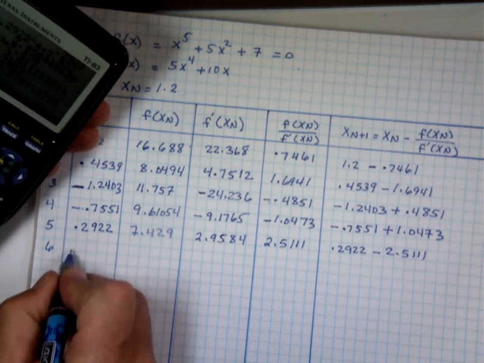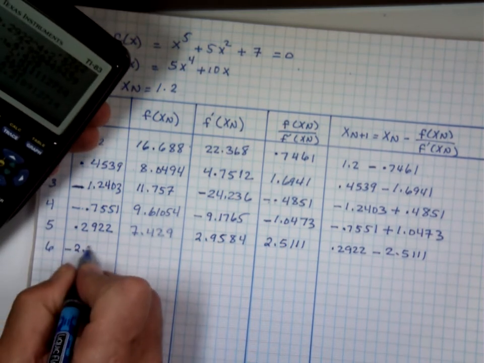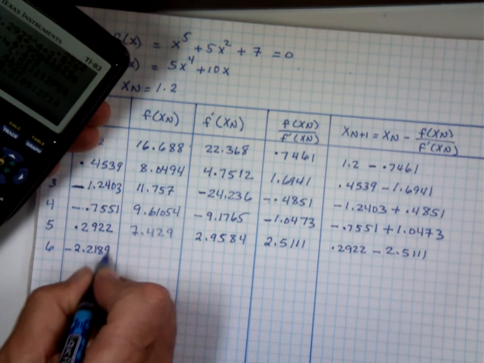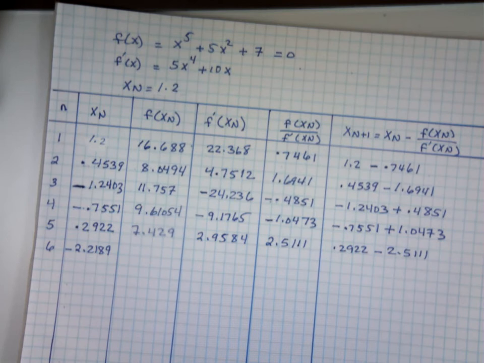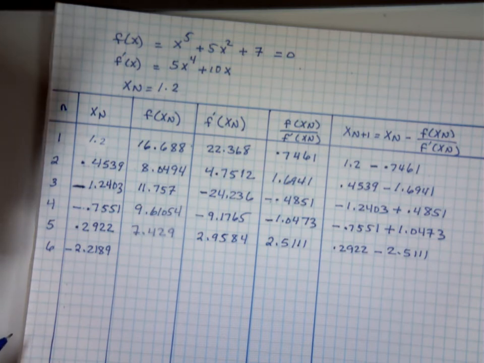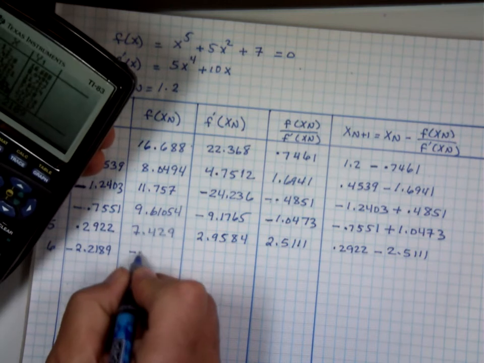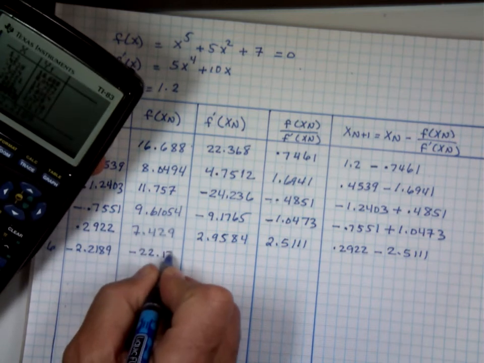Negative 2.2189. That's a negative 22, not even close. And keep on going.